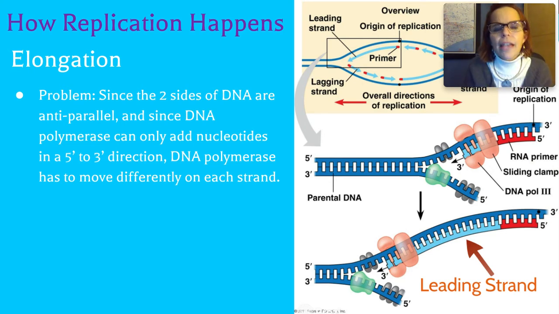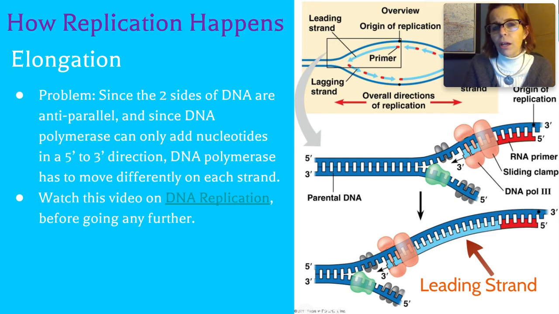So DNA polymerase has to run in opposite directions, and that's a super big problem because the DNA replication fork, that's what this thing is called, is opening up. And so it allows access on what's called the leading strand, but not on the lagging strand.